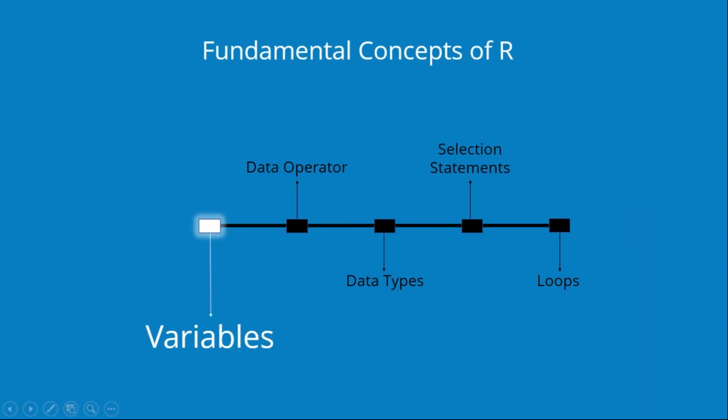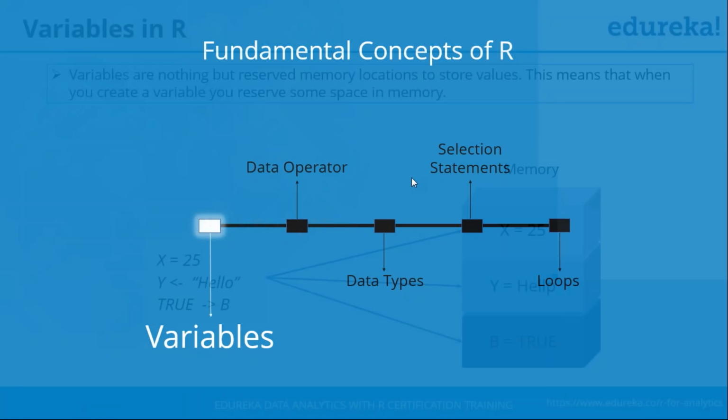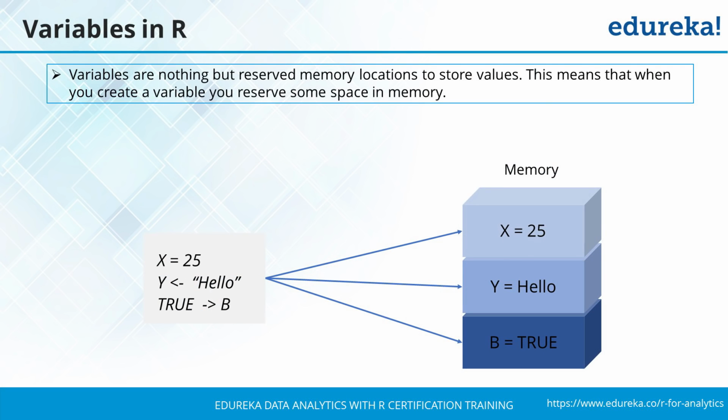Now the first topic that we'll be discussing as part of the fundamental concepts of R is a variable. A variable is nothing more than a reserved memory location used to store certain values. Which in turn means, if you're working with a value, then that value needs to be stored in memory. And to store it in memory, you create a variable. So it's a very straightforward, simple definition.